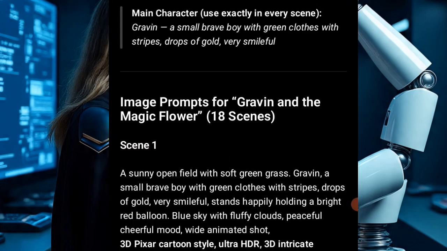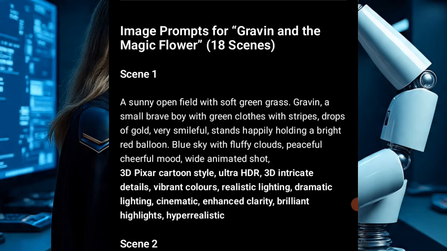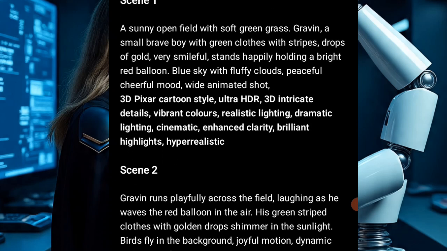For example, you see a sunny open field with soft green grass. Gravin, a small brave boy with green clothes with stripes, drops of gold. So these are prompts that ChatGPT has given to me.